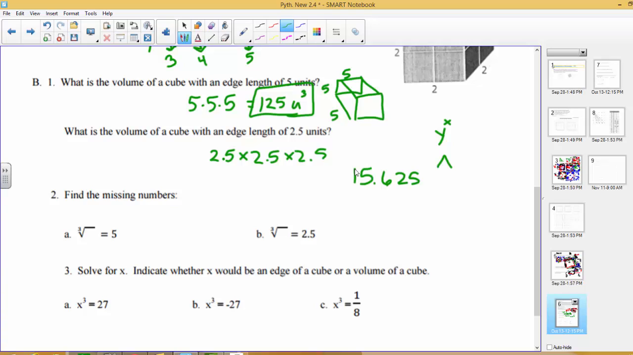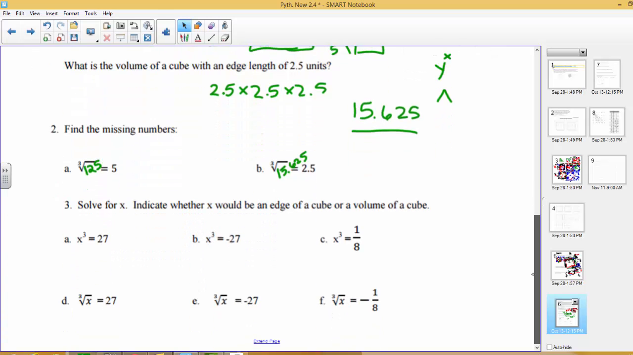Okay, so in number 2, it says the cube root of what is 5. So that'd be the cube root of 125, because 5 times 5 times 5 is 125. And in letter B, it says the cube root of what is 2.5, and that'd be 15.625, because 2.5 times 2.5 times 2.5 is 15.625.